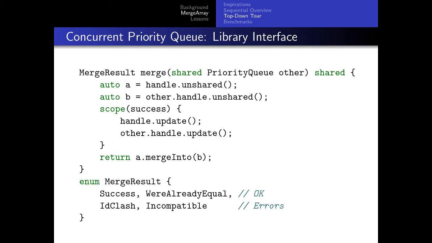Yeah, and the merge returns an enum that tells you whether the merge was a success, whether they were already equal, and then two different types of errors that should never happen. If you have two priority queues that have the same ID, then you don't know which one to point to. Also, if they're different widths, if the arrays are different sizes, then you can't match them up one by one. Okay. So those are just different bugs that someone could have.